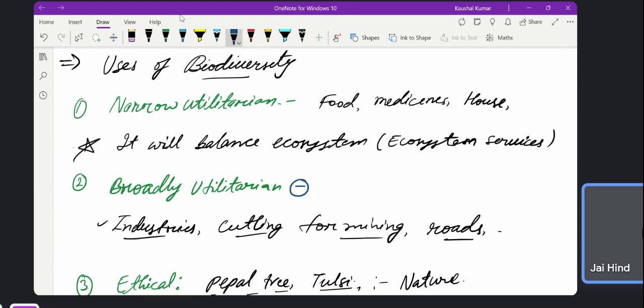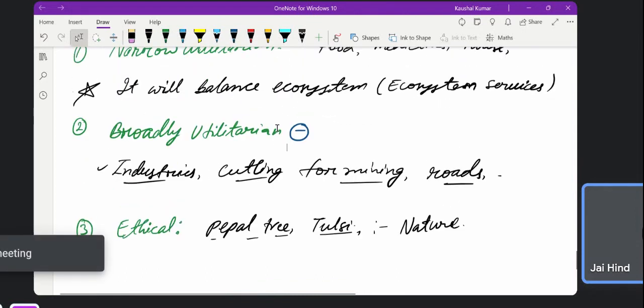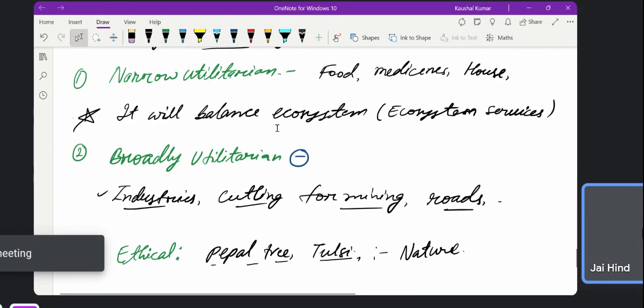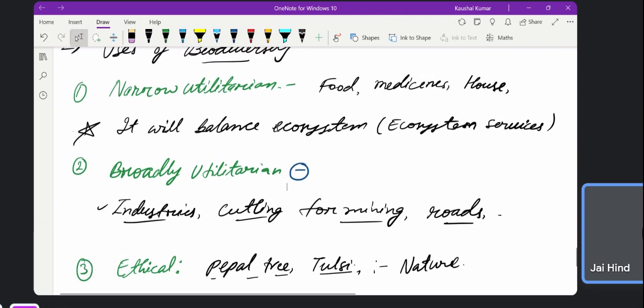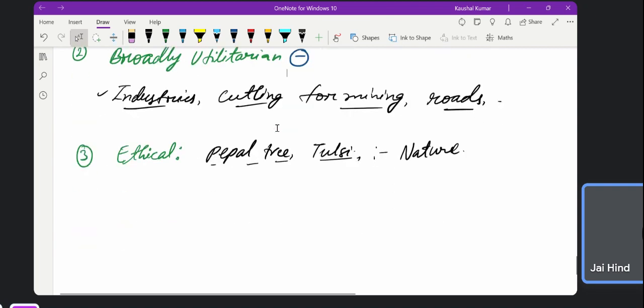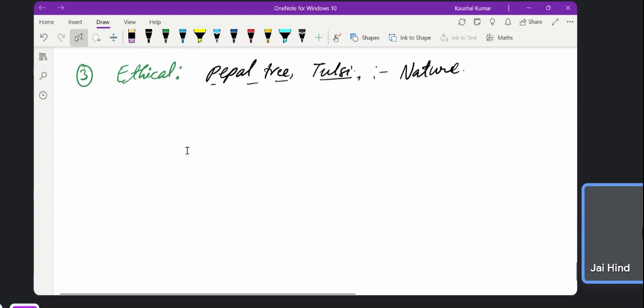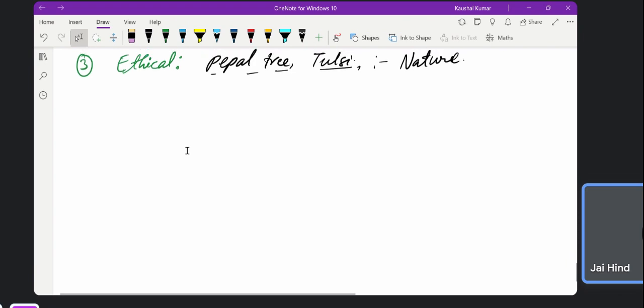So, in what other ways will biodiversity be damaged or lost? In broad utilitarian, the biodiversity will be more damaged, but in narrow utilitarian it is okay. The biodiversity will not be disrupted, and the ethical one, as you've seen, is the trees and Tulsi that are worshipped in society, so it is not damaging. It is protecting the biodiversity. So these are the uses which we have seen.